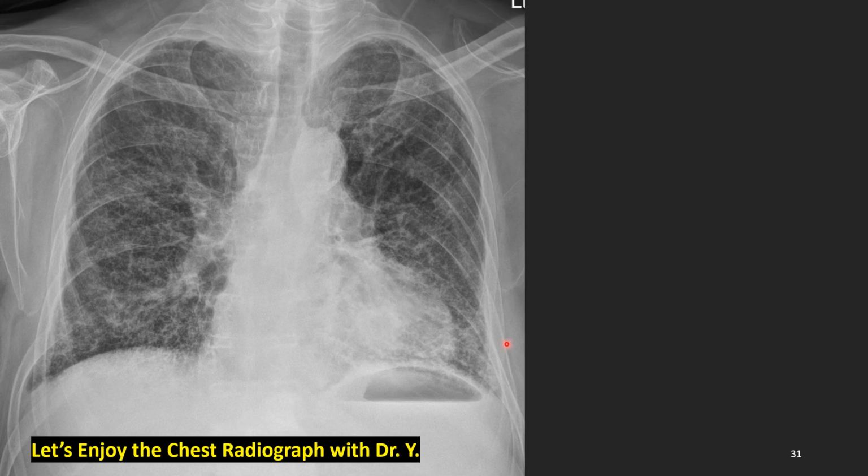Let's go down from hilum to below. We are familiar with this film, this patient too. He has underlying usual interstitial pneumonitis of honeycomb lung, and there is something increased density here, retrocardiac area, retrocardiac left lower lobe lung mass.